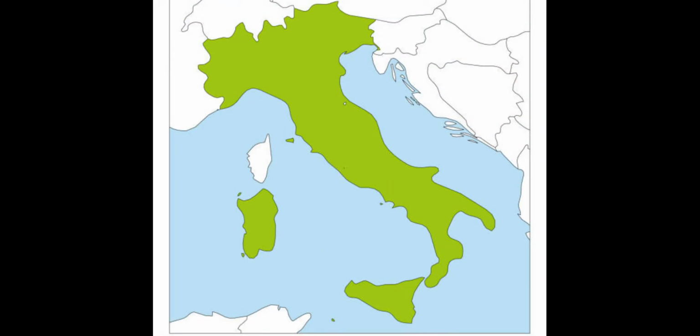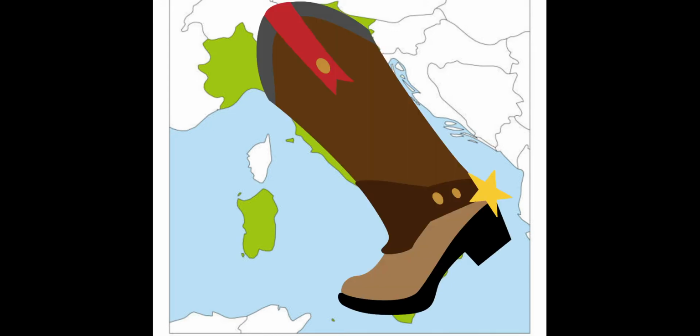Now, if you look at the map of Italy, it is shaped like a boot. That's right. And the big island at the toe of Italy is also a part of this country. So it looks like the boot is kicking a football.